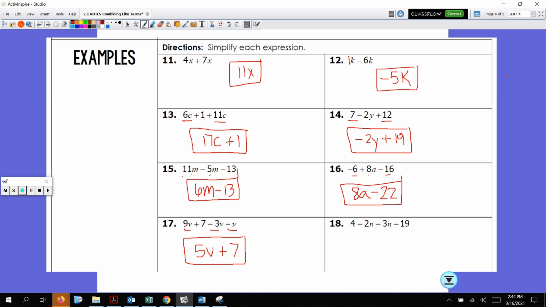Number 18, I have negative 2n and negative 3n. We combine them, they're both negative, so it's negative 5n. Right? Negative 2 minus 3 is negative 5. Now I have my constants, 4 and 19. Oh, it's negative 19, so be careful. So 4 minus 19 is negative 15. Be sure you're taking your time and pay attention to the signs.